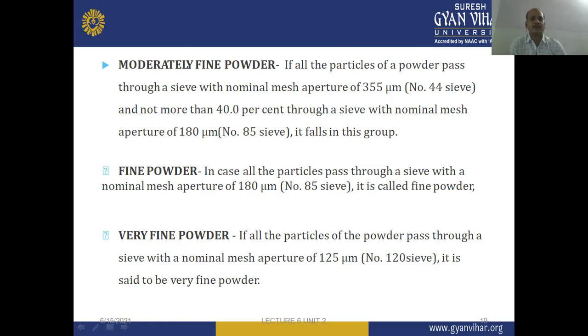Then fine powder. In this type of powder, all the particles pass through a sieve with a nominal mesh aperture of 180 micrometer, meaning number 85 sieve. It is called fine powder. And very fine powder means all the particles of the powder pass through a sieve with a nominal mesh aperture of 125 micrometer, meaning number 120 sieve. So if all the particles pass through the number 120 sieve, it can be classified as very fine powder as per the standards.